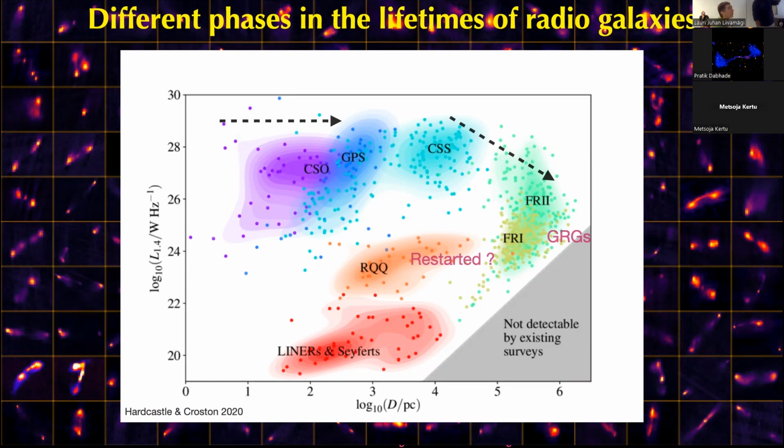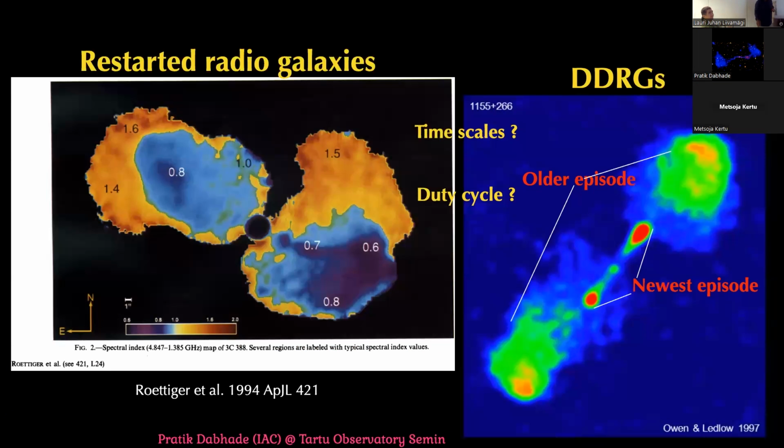So this is basically called the power diagram, PD plot, power and distance. But distance here means the size. So the restarted is again here, and that's the main thing which we want to talk about.